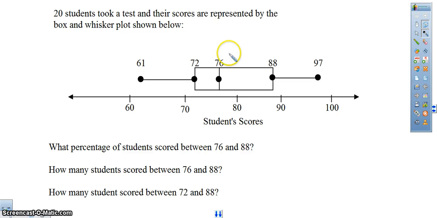Mr. Lenz here. I'm going to talk to you guys about a type of question that you may see on your IO assessments, which are coming up next week. What we're given here is called a box and whisker plot.